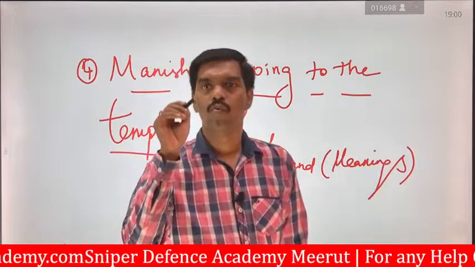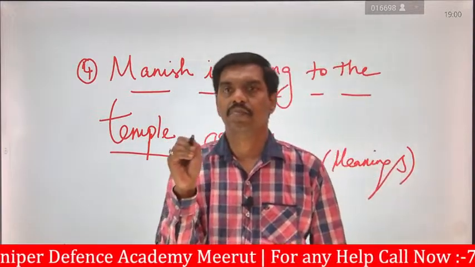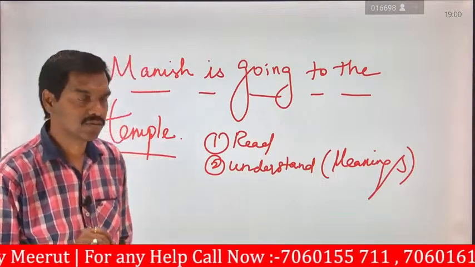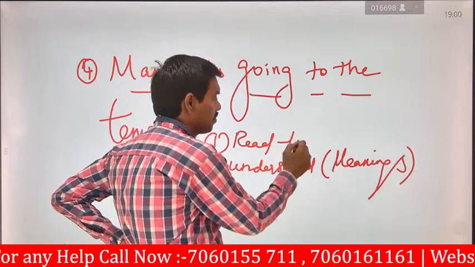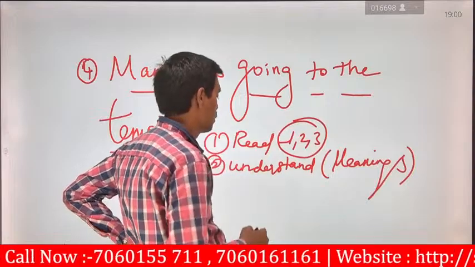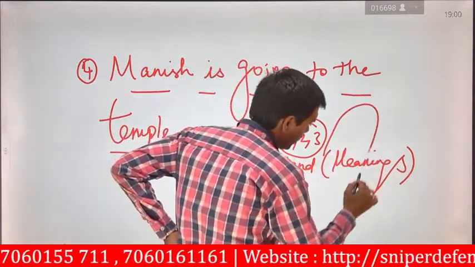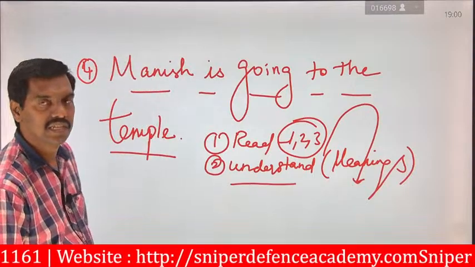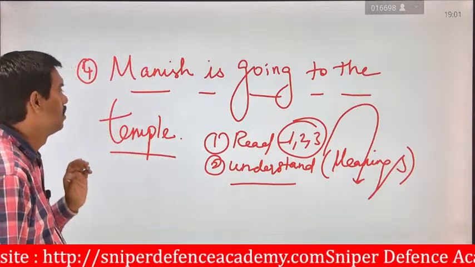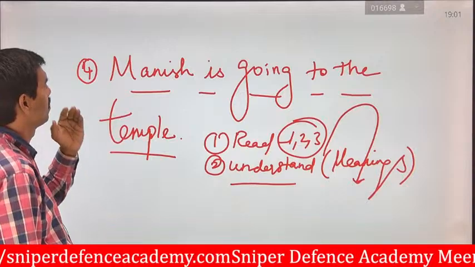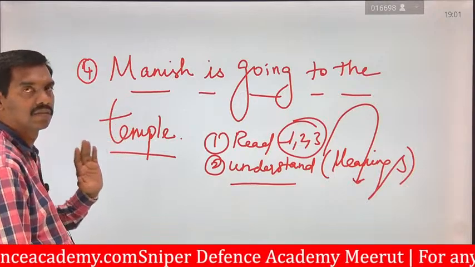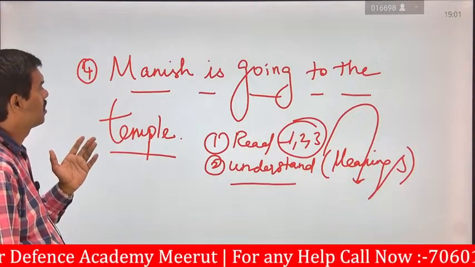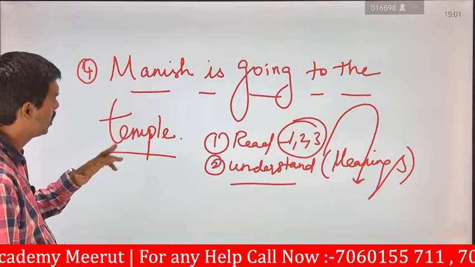Then only you can know what the subject is and where the subject has been placed in the given sentences. That is the main criterion. So first we have to read the first time, second time, or third time. In these three times, you can easily understand the meaning of the given sentences. After that, you can easily select the subject. So I read it three times. For example, Manish is going to the temple. Second time, Manish is going to the temple. Third time, Manish, okay, is going to the temple.